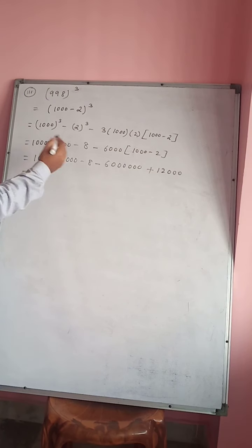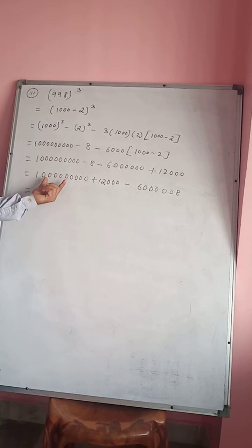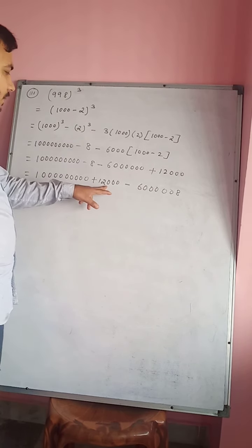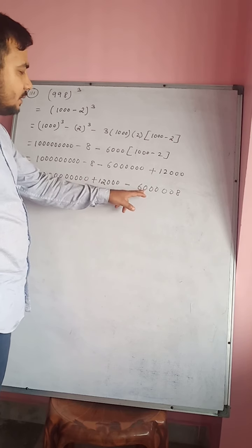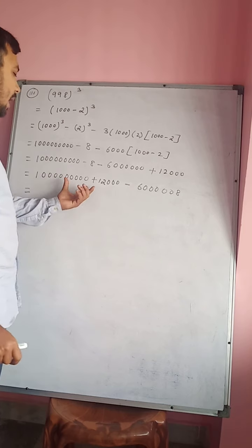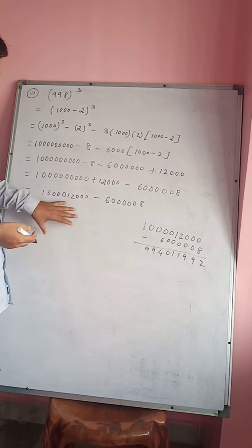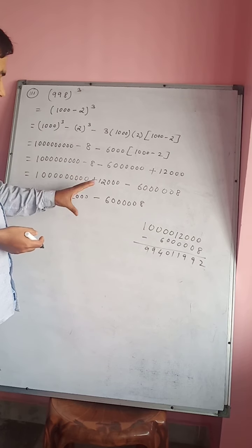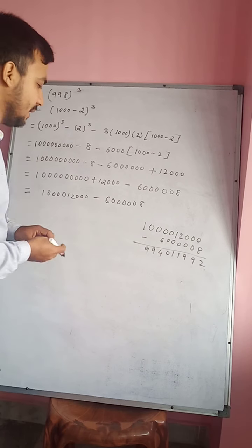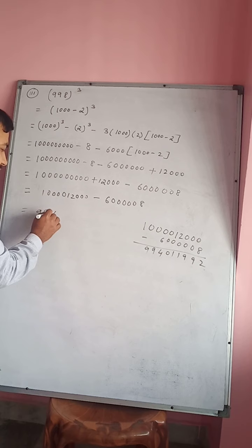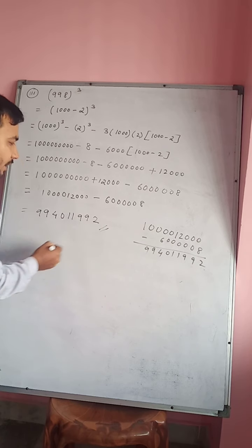Okay, now you add them, 1 0 0 0 0. So now I have taken plus terms together, this plus 12,000 and this one minus minus, it will be plus, so 6 0 0 0 0 0 8. Now again I will add this and I will subtract with this. So you need to add and subtract very carefully because there are too many zeros. So after adding and subtracting, our final answer will be 994011992. So this is the answer.